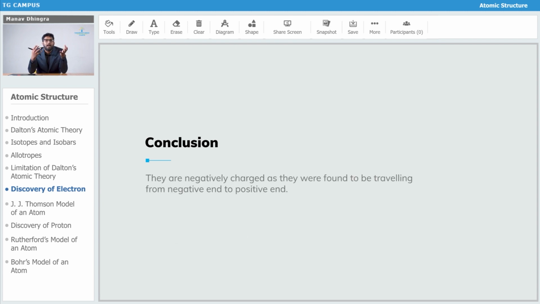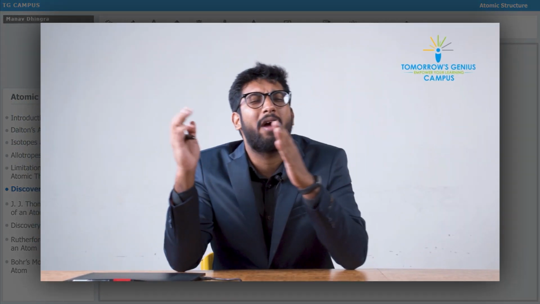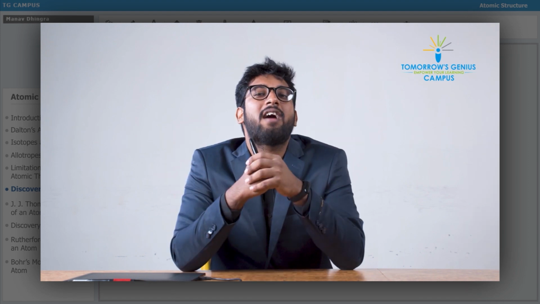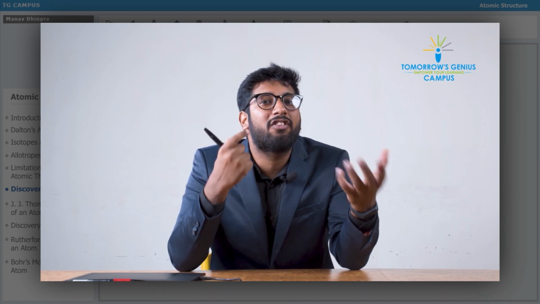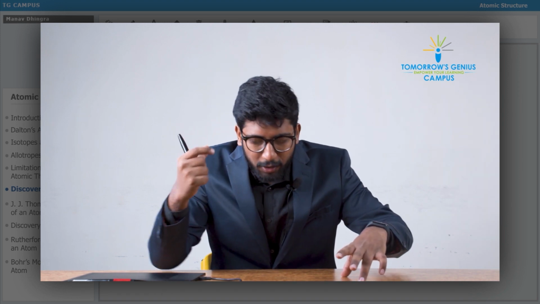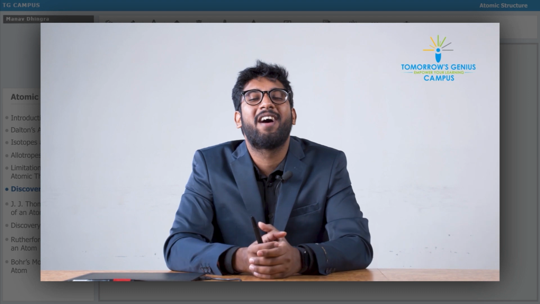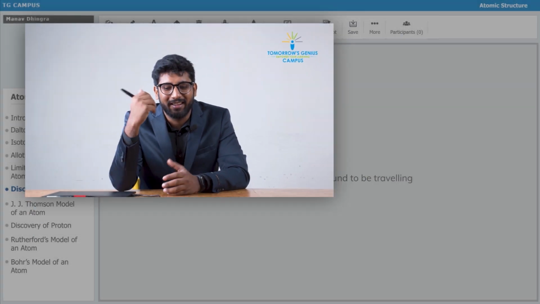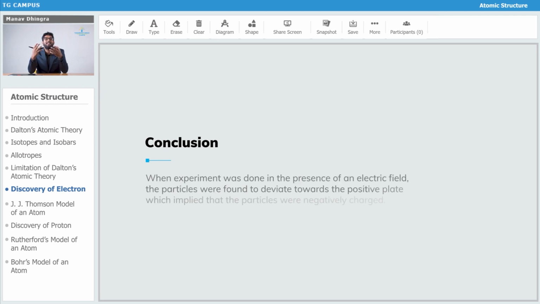The next observation, if you remember, was that cathode rays were traveling from cathode to anode. This told us that the cathode rays might be negatively charged, because they are moving from the negatively charged cathode to the positively charged anode, and all of you know that opposite charges attract each other. We can explain this observation with another experiment.